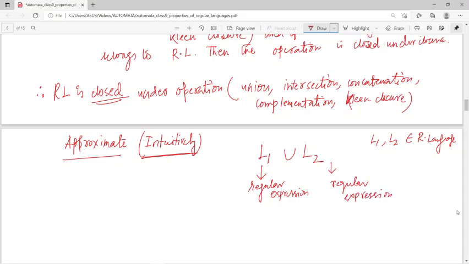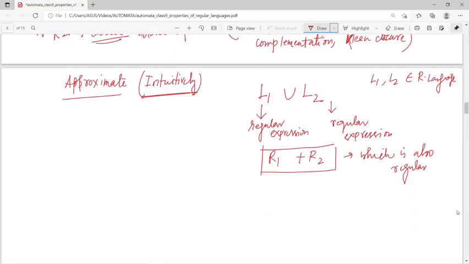What do we mean by union? We are adding the regular expressions, R1 and R2, and we already proved that if R1 and R2 are regular expressions and we add or union them, the result is also regular. If we take two regular expressions and add them, we get something that is also regular. That is the intuitive proof. We can think of it like that.